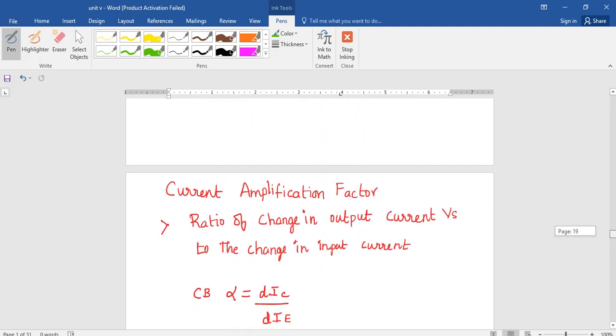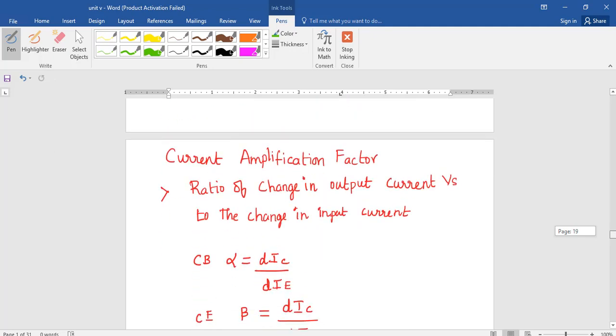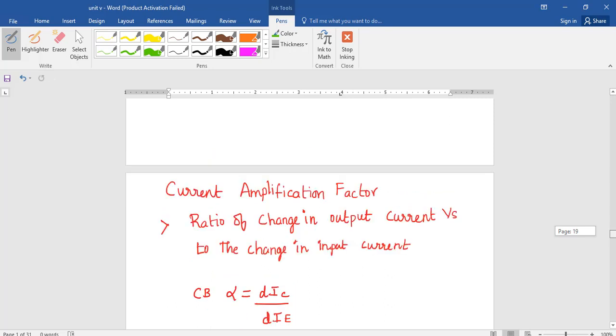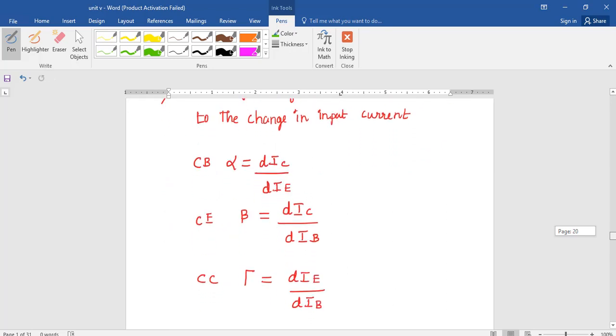Next one is current amplification factor. What is current amplification factor? The ratio of change in output current versus the change in the input current. This ratio is called as current amplification factor. In CB configuration, the current amplification factor is delta IC by delta IE. That is output by input. IC is output, IE is input.